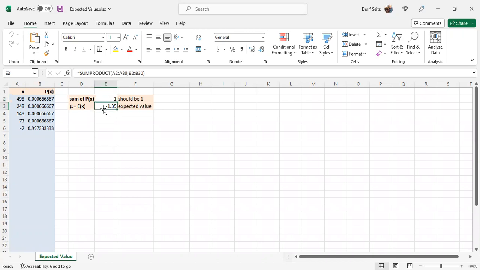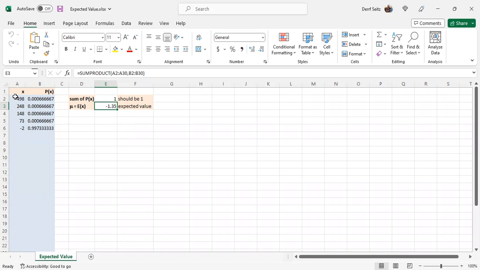The next cell here is the expected value, which is the same as the mean of this probability distribution. And it's calculated as a sum of products. The products are the outcome times its probability, and each of those products is added together to get the expected value. Again, the blank cells don't affect this unless you, again, exceed the area. You'll have to change the end of these ranges.